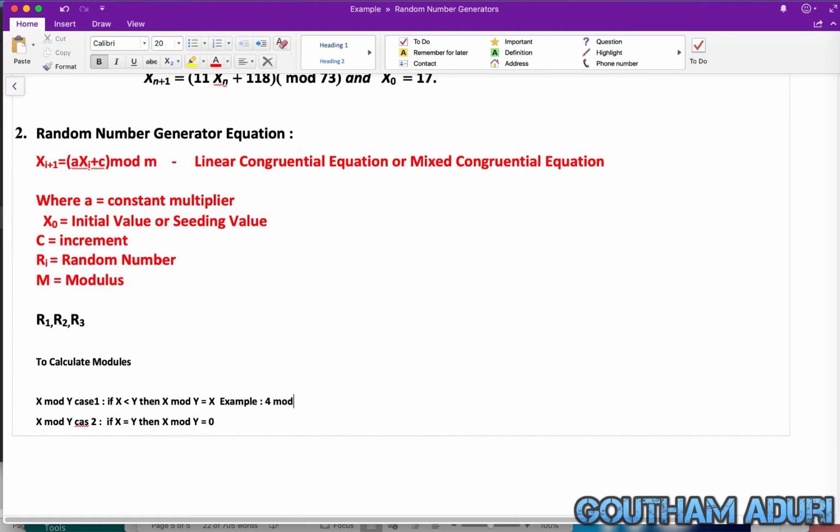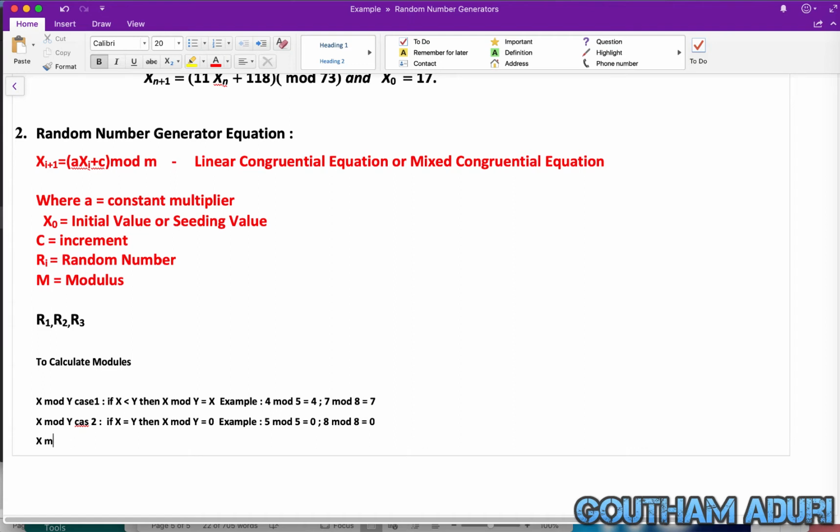For example, 4 mod 5: here clearly 4 is less than 5, so the answer becomes 4. The next example is 5 mod 5, both are the same, x equal to y, so the answer becomes 0. To prove it, another one, 7 mod 8: 7 is less than 8, so the answer becomes 7. And 8 mod 8, x and y are the same, so it's 0.